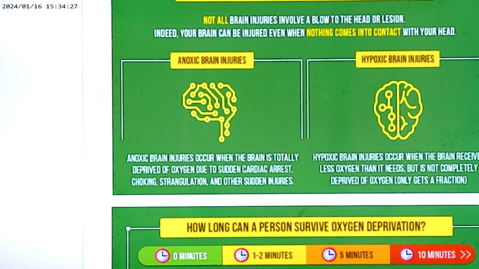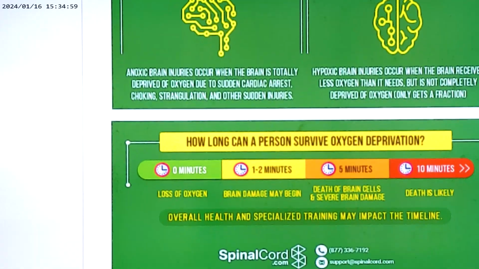Brain oxygen deprivation. Not all brain injuries involve a blow to the head or lesion. Indeed, your brain can be injured even when nothing comes in contact with your head. You just have to be oxygen deprived. How long can a person last surviving oxygen deprivation? Loss of oxygen, 0 minutes. Brain damage may begin in 1 to 2 minutes. Death of brain cells and severe brain damage, 5 minutes. 10 minutes, death is likely. Overall health is really the basic timeline as to how long you will survive that.